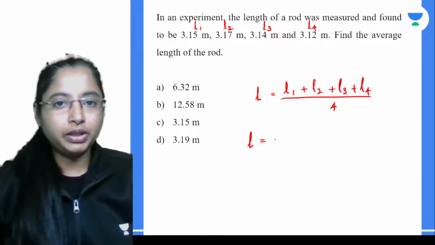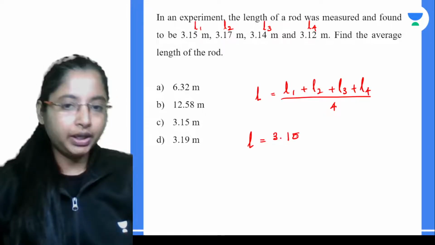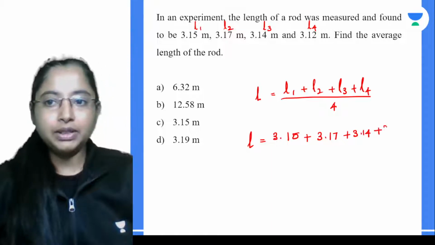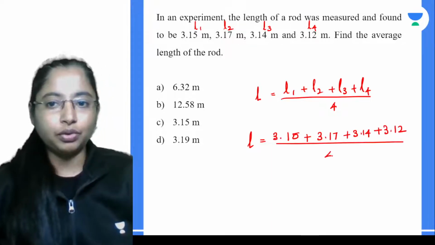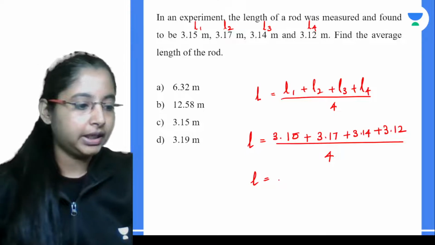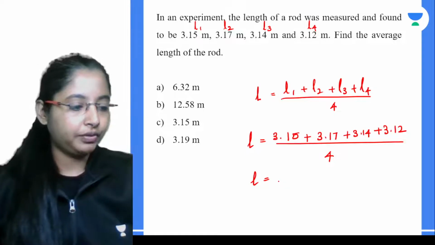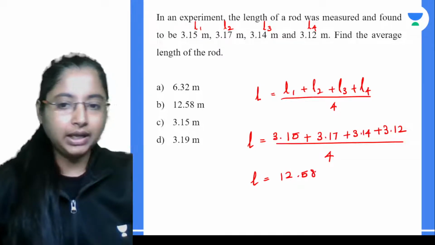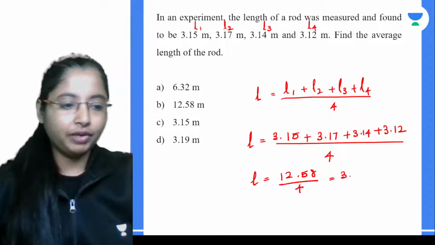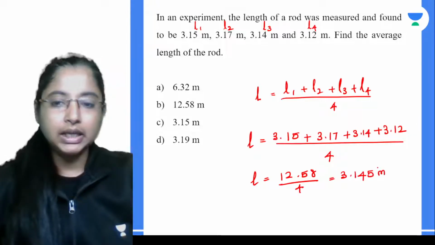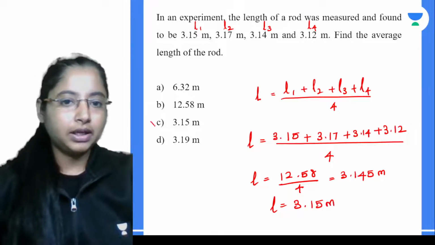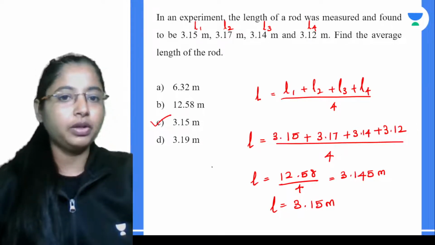So what will be the total length over here? 3.15. Yes, Akshay, that is actually the right value. So 3.15 plus 3.17 plus 3.14 plus 3.12 divided by 4. If you add all of these, you'll get somewhere around 12.58 divided by 4. That gives you somewhere around 3.145 meters. Let's round it up to 2 decimal places, that is 3.15 meters. So that's it, Akshay got that. So here your answer is 3.15 meters.